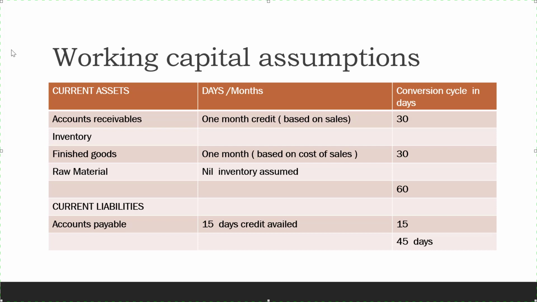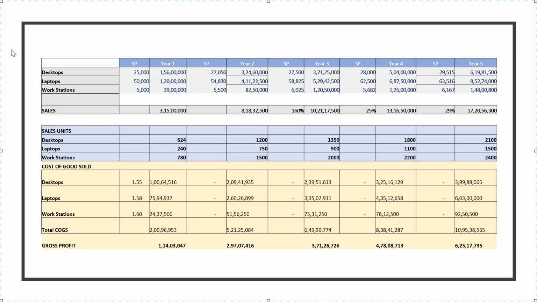Then some inventory is there which is going to be finished goods inventory. Raw material nil inventory, assume 30 days I'll have finished goods with me. So I make my products and then they are going to be lying in my godown for 30 days, so that when I get orders, I can supply from my finished goods inventory. Then the accounts payable, my suppliers are going to give me 15 days credit when I buy goods from them. Okay, now I'll just show you the Excel sheet.